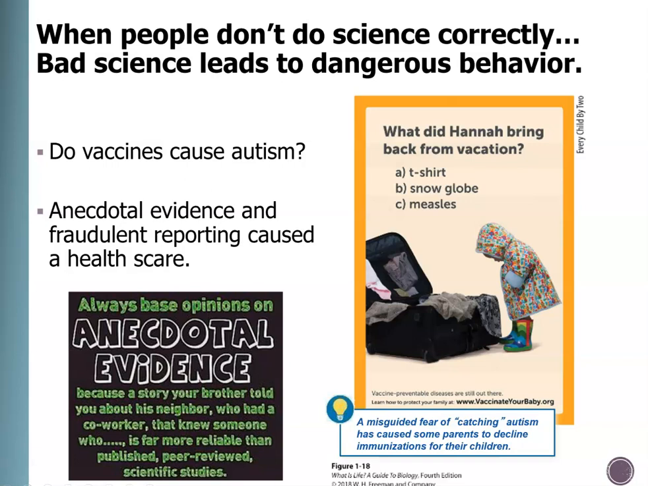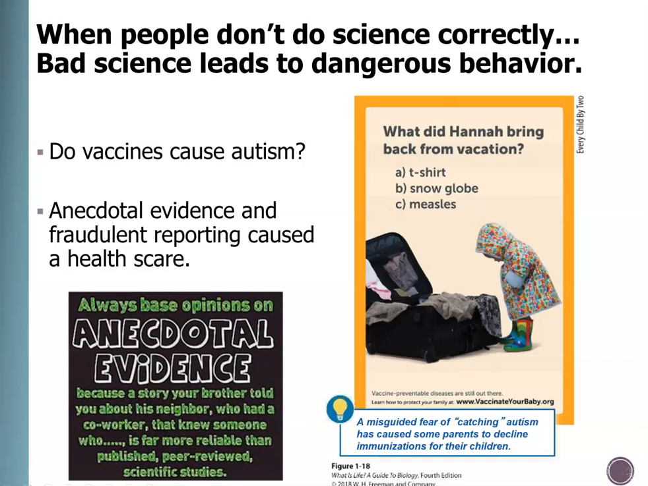So when we had biases and anecdotal evidence in this study, it caused a big healthcare scare, and it's caused a lot of people to not become vaccinated. Now, there are other reasons that people might not be vaccinated, and that's a different story, but the point here is that if you are trying to do science correctly, you need to keep out anecdotes and biases.